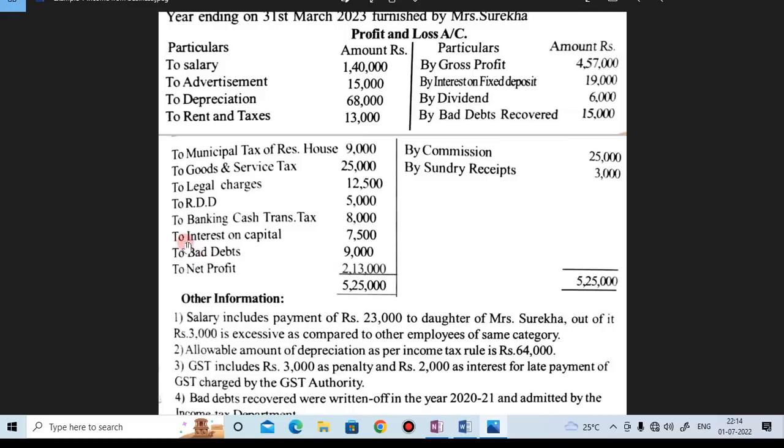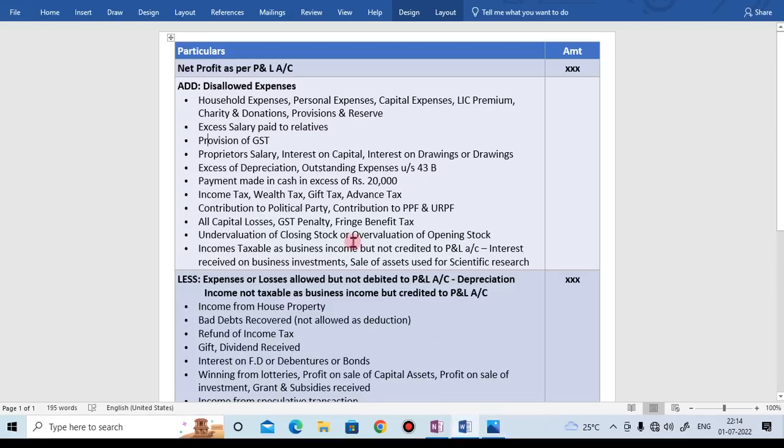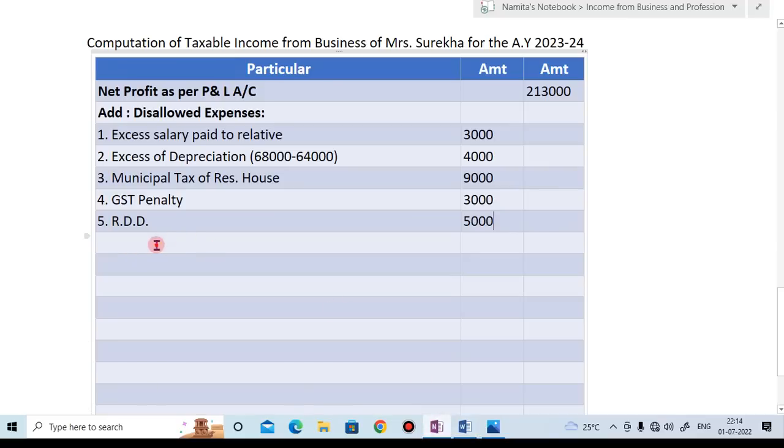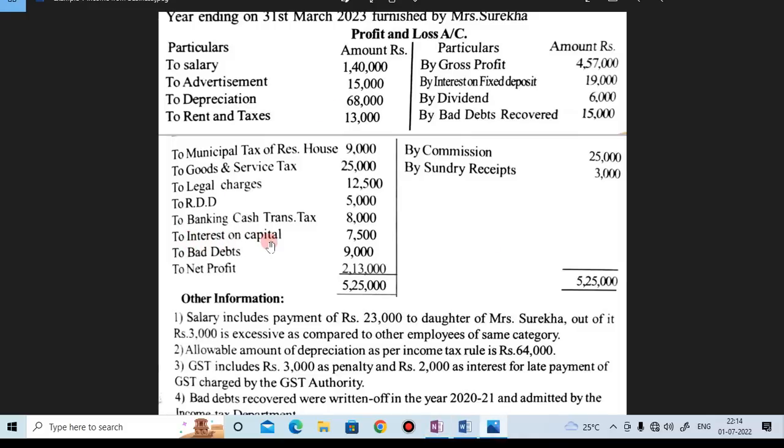Okay, next is interest on capital 7,500. Interest on capital is a disallowed expense. See here in the format it is given proprietor salary, comma, interest on capital. So it is a disallowed expense. Interest on capital 7,500 is a disallowed expense.